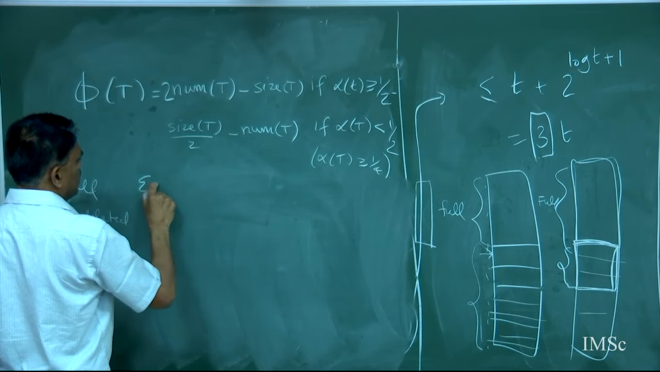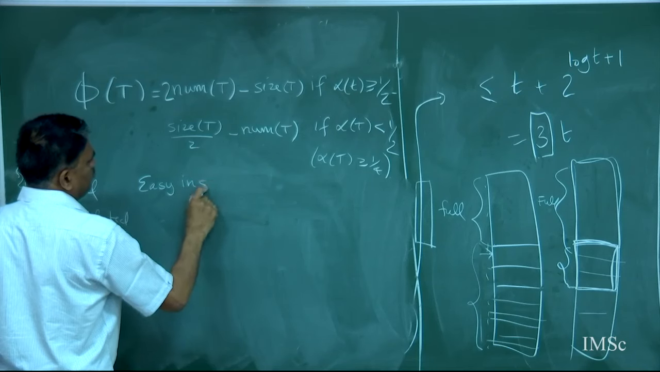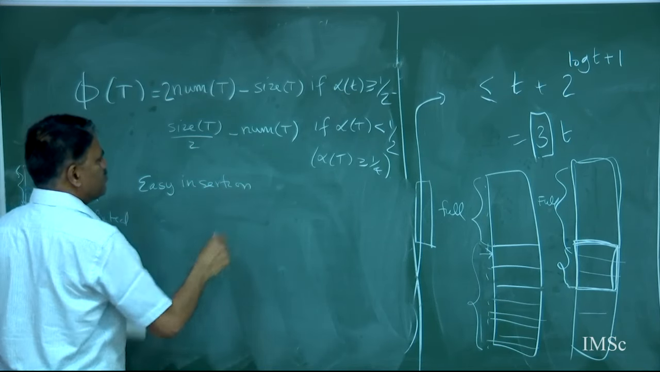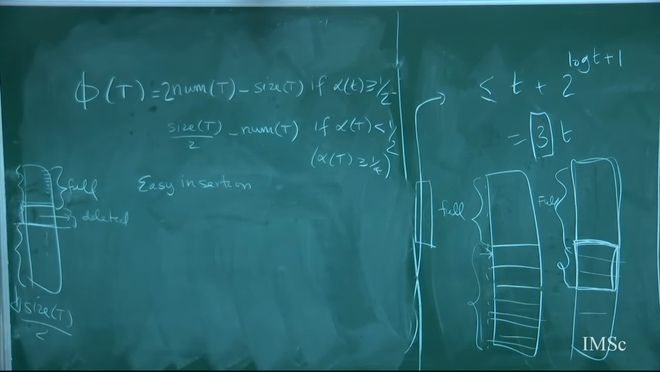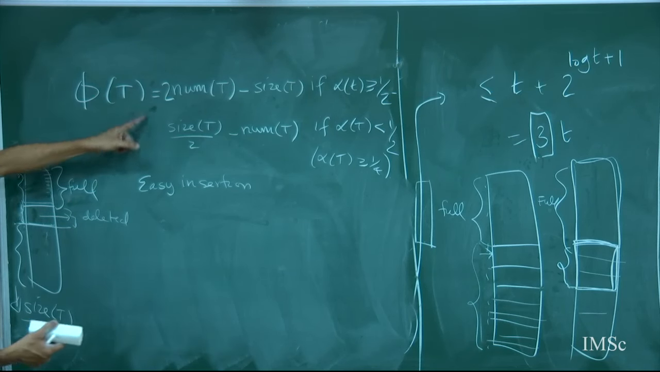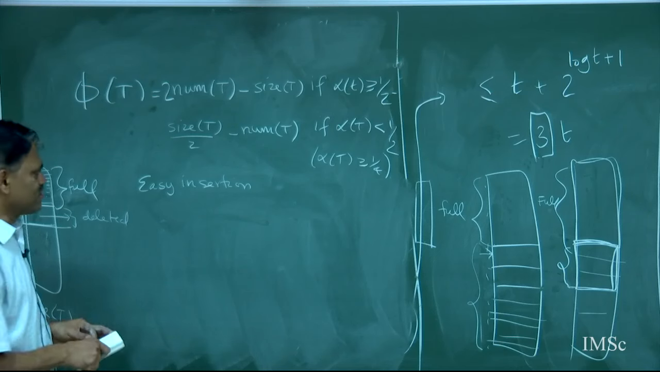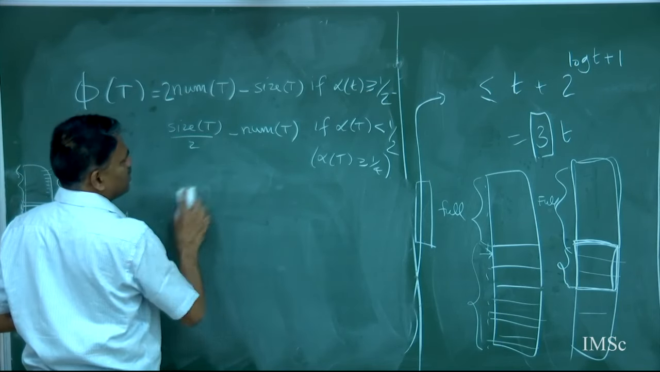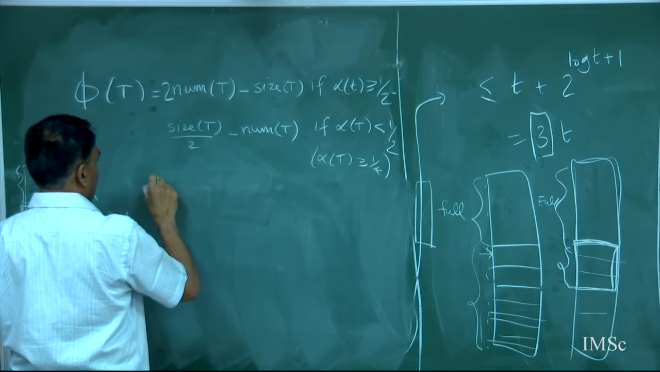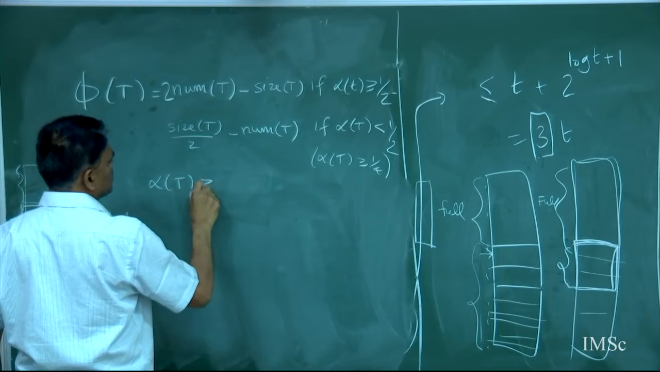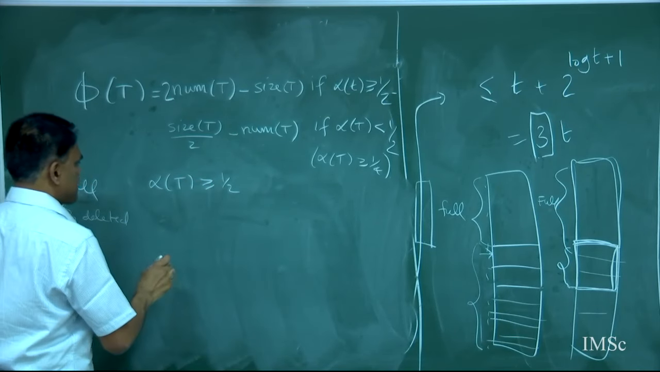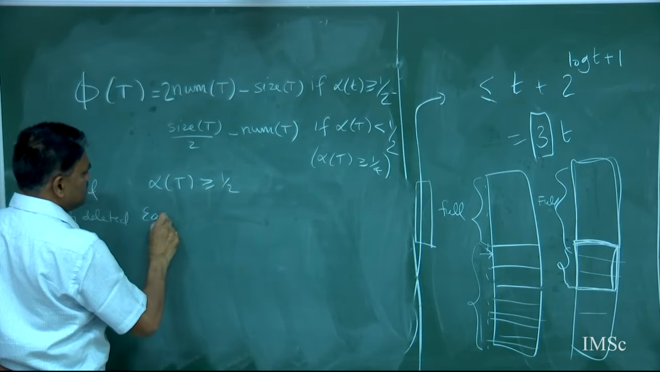Let's do easy insertion. Well, not just 4 cases. You also have 4 into 2, 8 cases, because you assume that before the insertion alpha was greater and maybe it became, or alpha was less and then it increased. Because your potentials are different, so it's 4 into 2, 8 cases. Okay. So let's do alpha t suppose was greater than or equal to half, and I'm doing easy insertion.